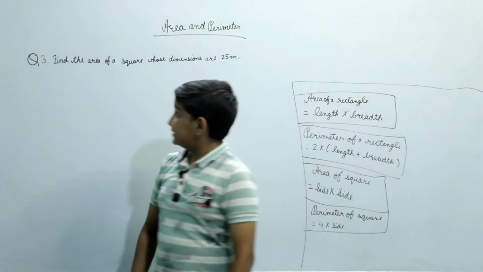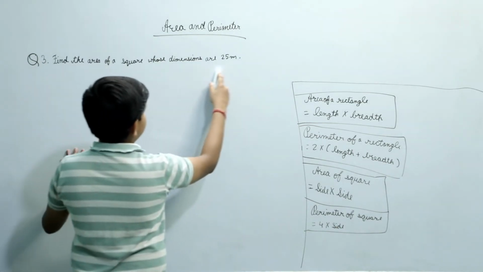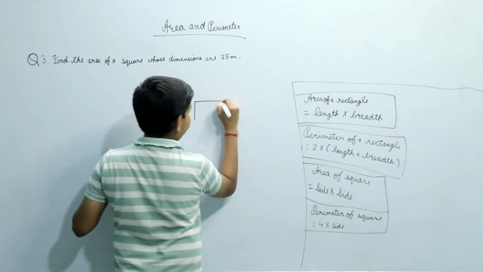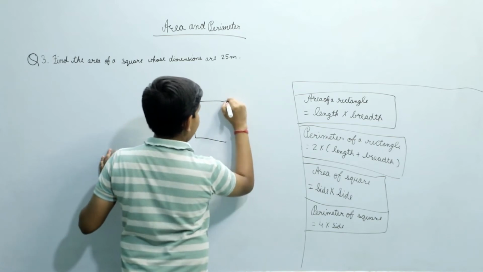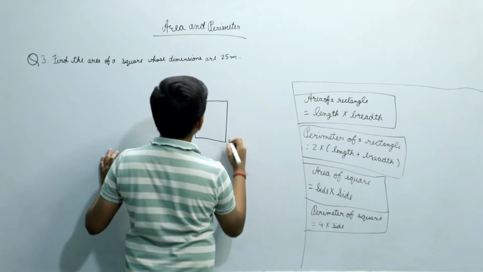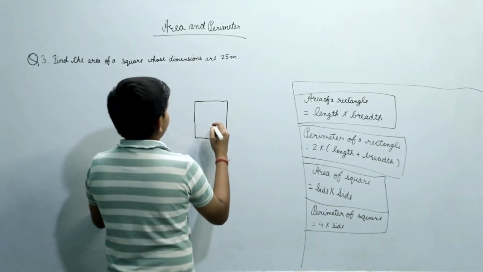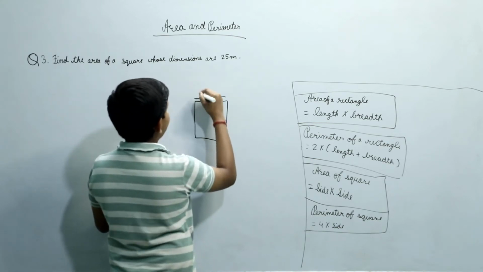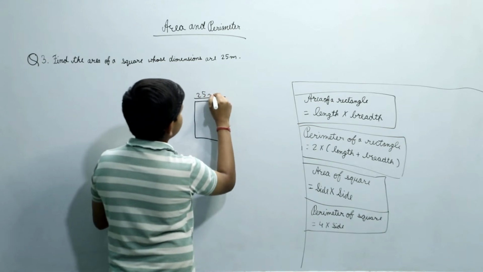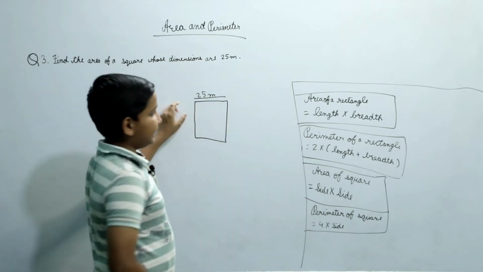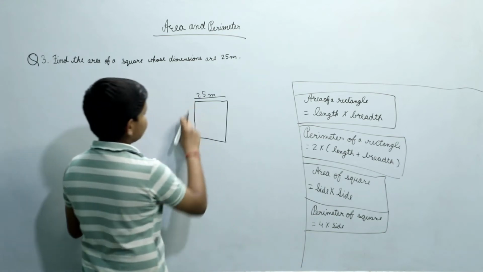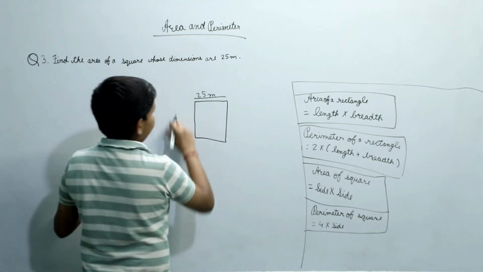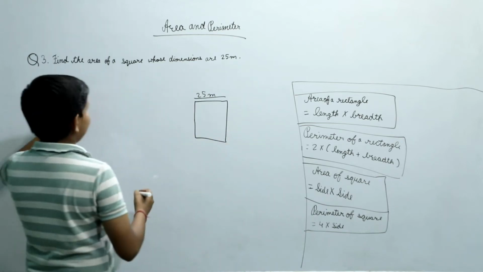Our next question is, find the area of a square whose dimensions are 25 meters. What this question means is that there is a square. What I am making is not a perfect square, but this is a square. Its dimensions, which means all of its sides are equal, are 25 meters. One side is 25 meters, and because all sides of a square are equal, all four sides are 25 meters. We need to find the area.